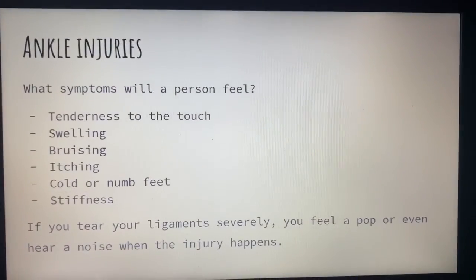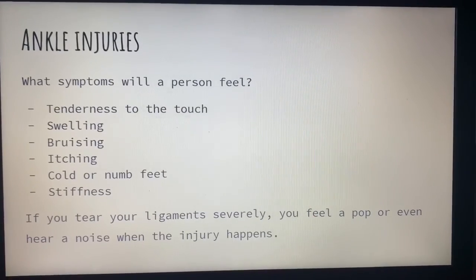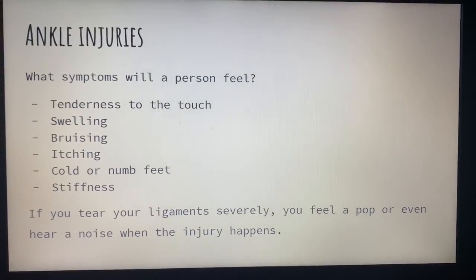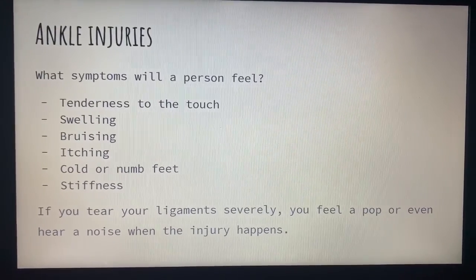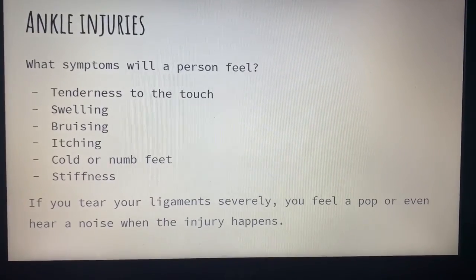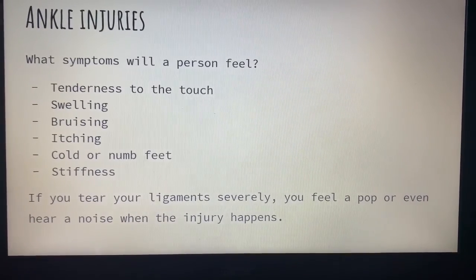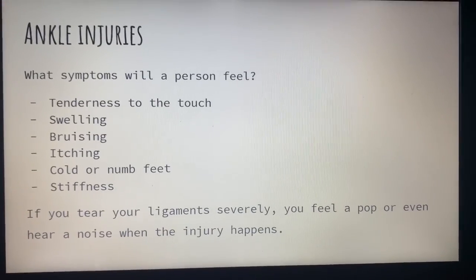What will a person feel? Tenderness to the touch, swelling, bruising, itching, cold and numb feet, and stiffness. Also, you can start to see bruising and color change. If you feel that you may have potentially torn your ligaments severely, you may feel a pop or even hear a noise when the injury has initially occurred.